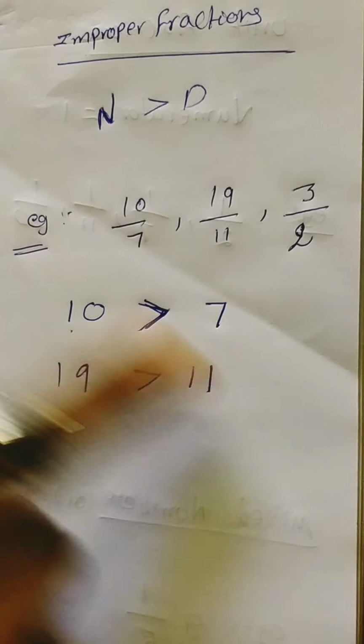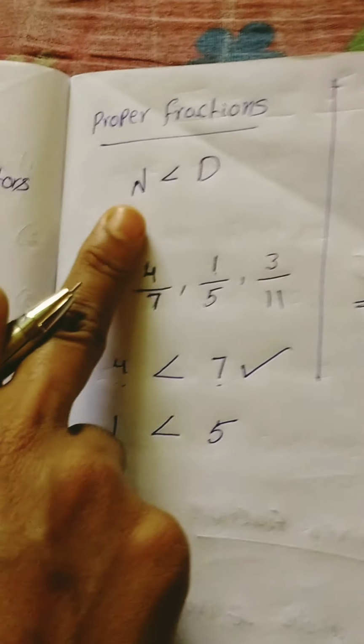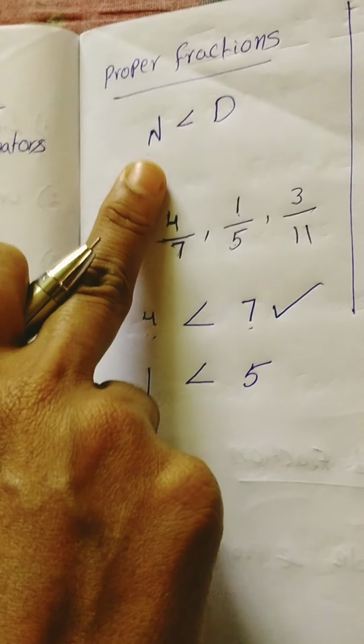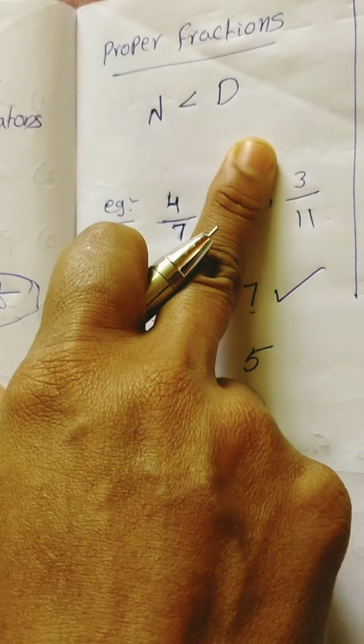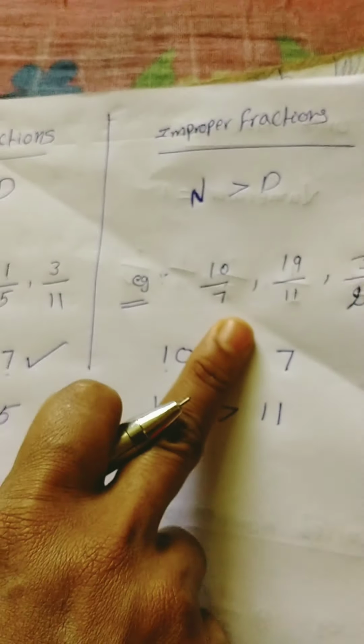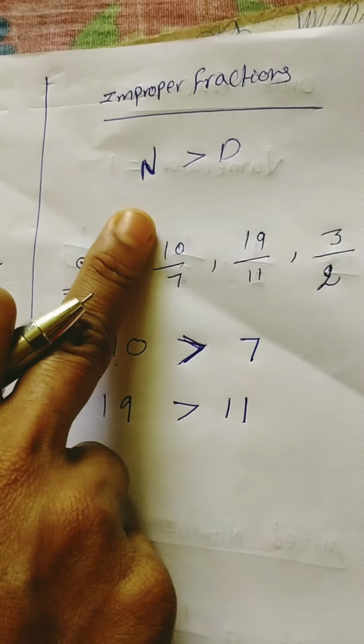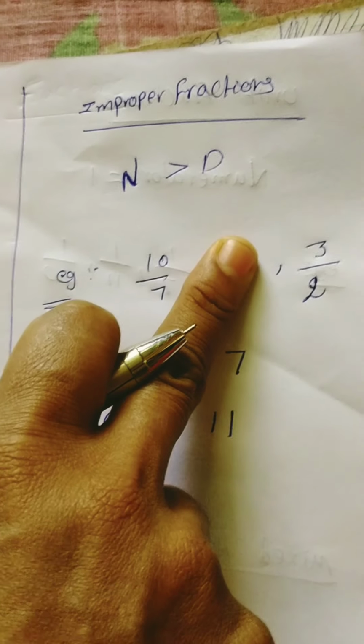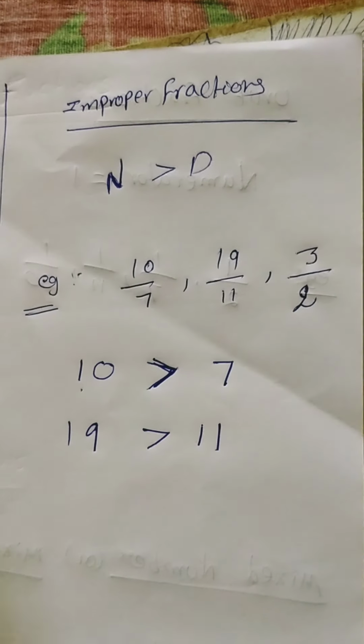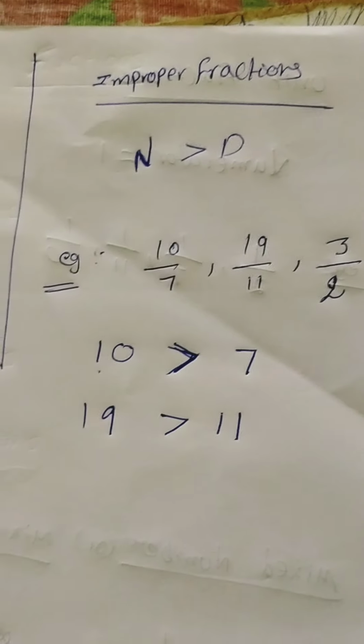Again I repeat, what is a proper fraction? A proper fraction means the numerator is less than the denominator. What is an improper fraction? An improper fraction means the numerator is greater than the denominator. Next type of fraction is the unit fraction.